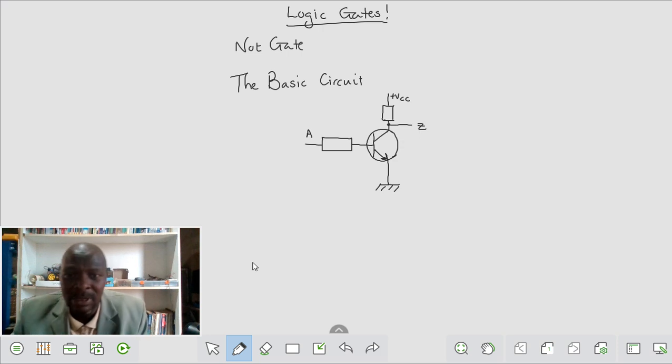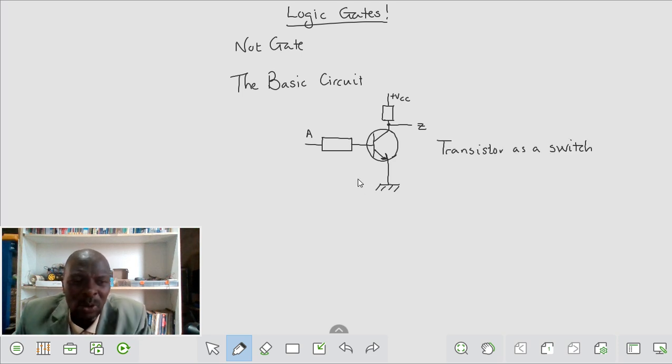The basic circuit is something like this. I'm sure you will say, I've seen this somewhere. What circuit is this? If you look, we've got a power supply, we've got a transistor there, we've got an open input. This is the base, the input. It's an open input. Yes, we've seen this somewhere. It is, of course, where we say the transistor operating as a switch.